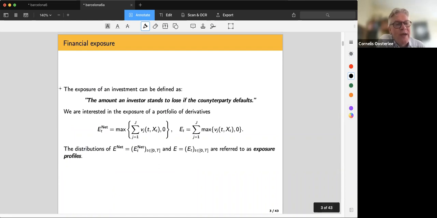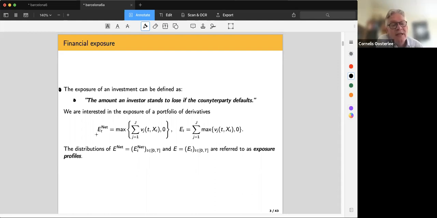So what is exposure? We have seen it already on Tuesday, right? We have discussed a little bit the concept of CVA, of credit value adjustment, and all the time we look at the exposure of an investment to a counterparty. How much does the counterparty owe us? So how much would we lose when the counterparty would go into default? The exposure is something like the amount of money that is lost when the counterparty goes into default. So the amount an investor stands to lose if the counterparty defaults.